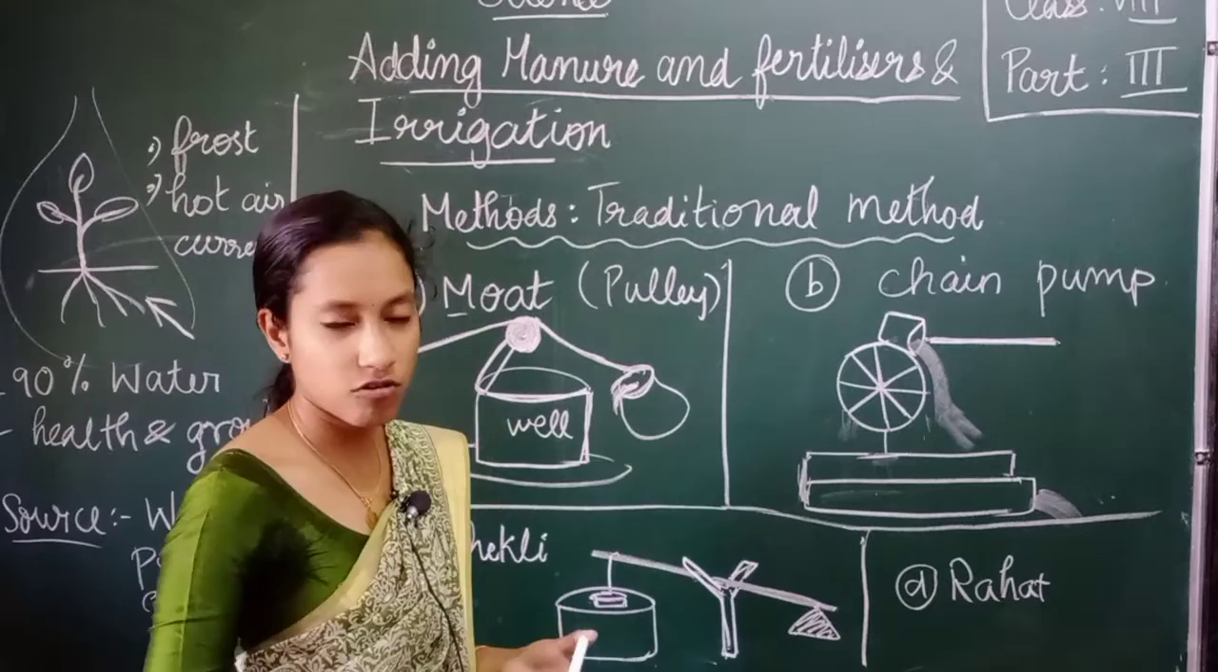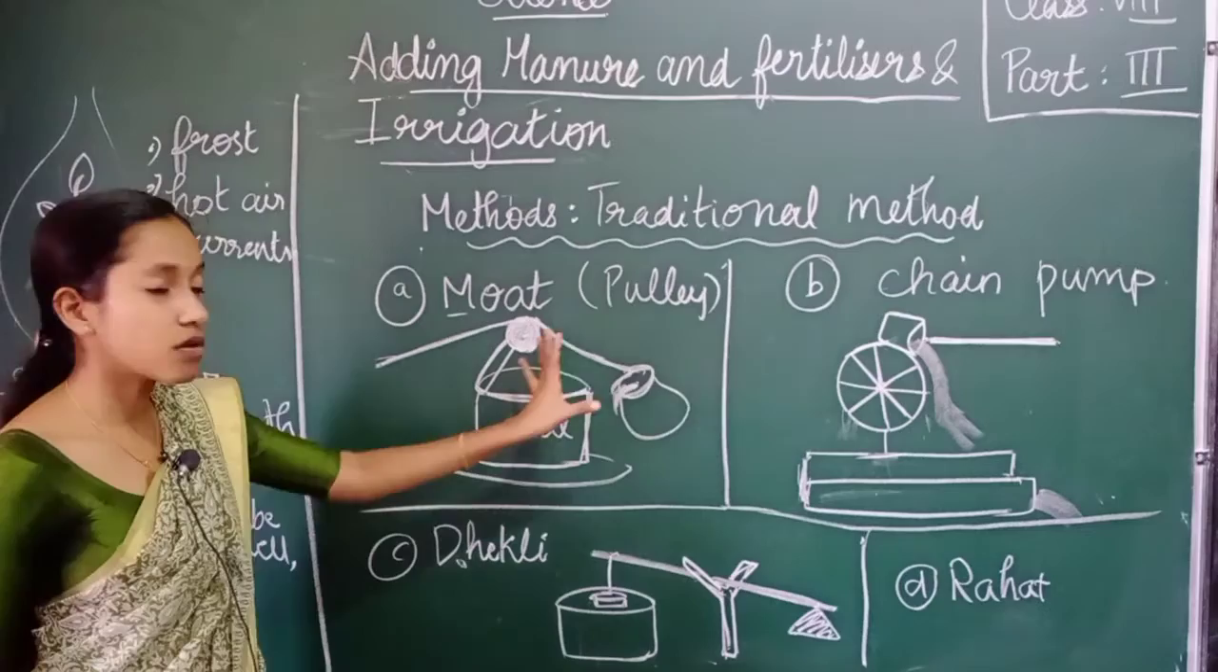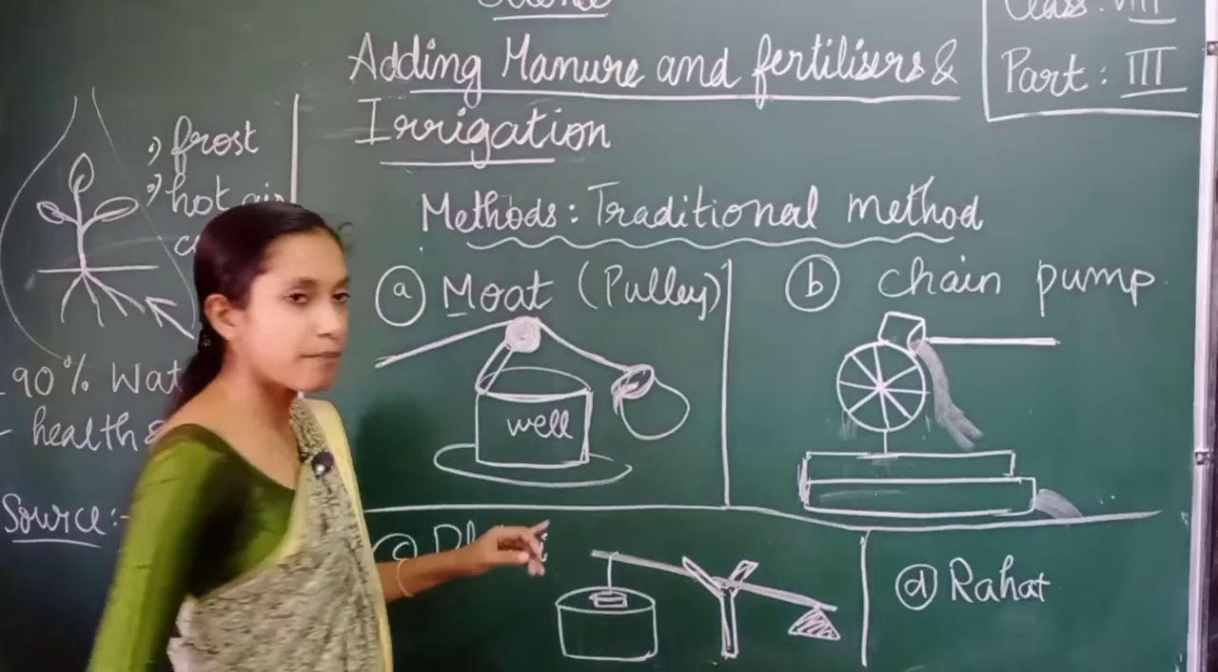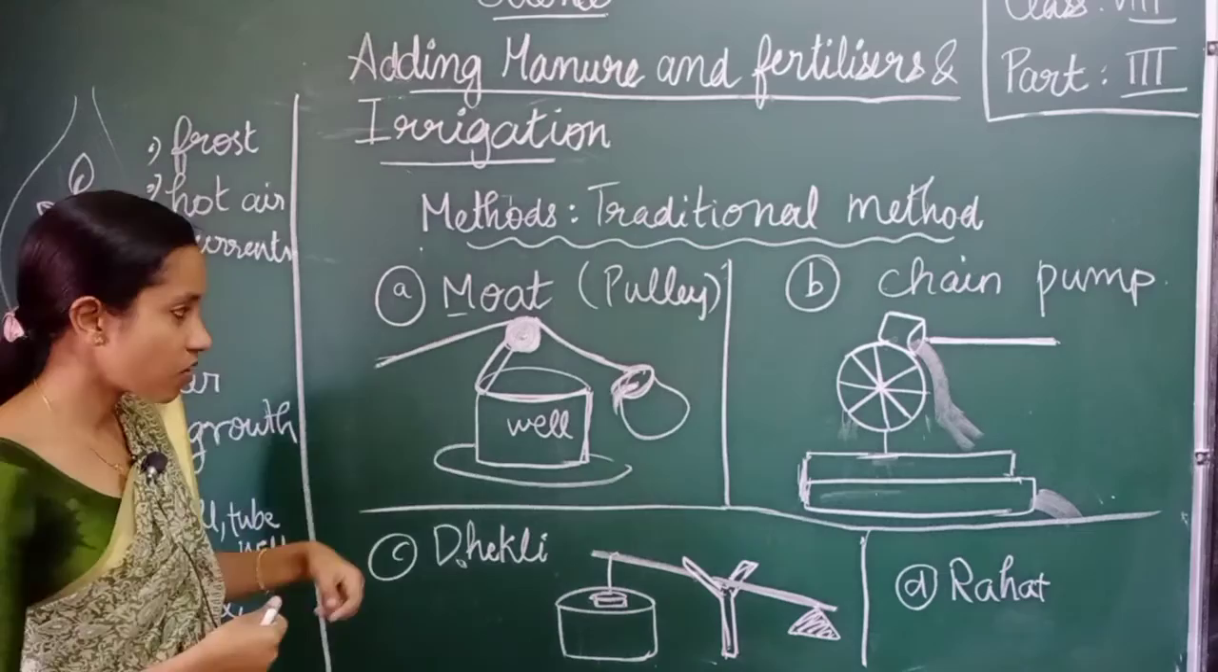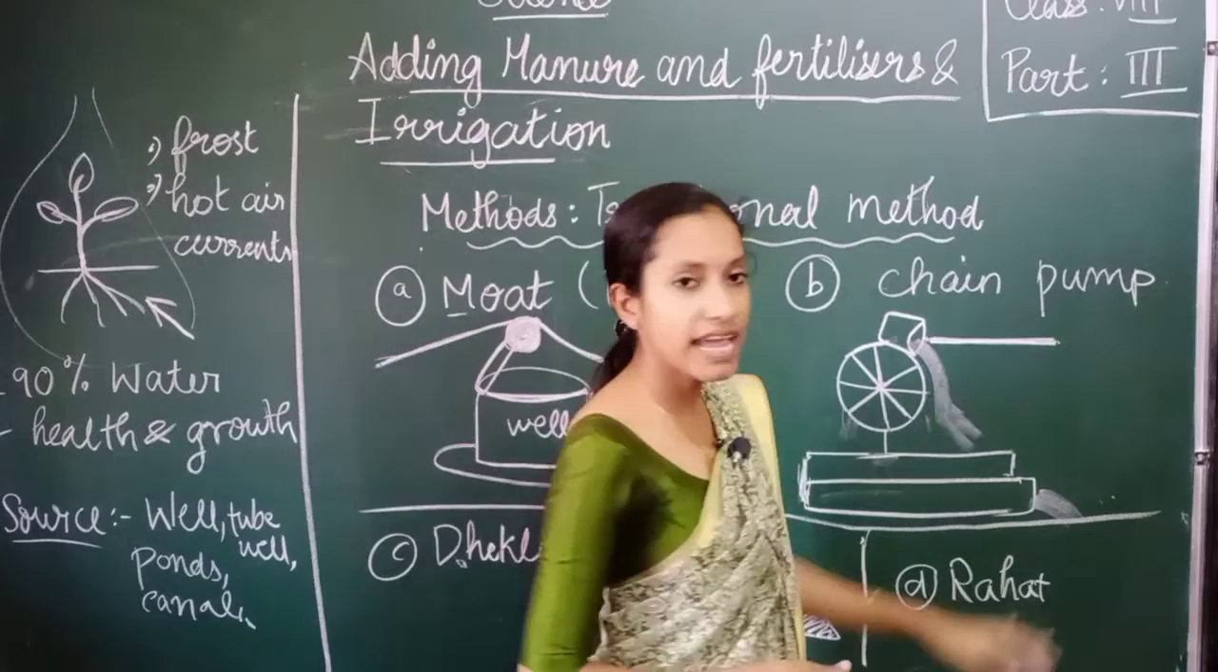Okay, so that is what happens in a MOT or pulley system, where we use a pulley and a rope which is attached with a bucket, and you can dip this bucket in this well and take the water. Okay, and then distribute it to the field. Human labor is used. The second method is chain pump.